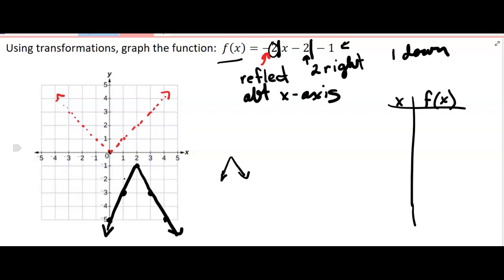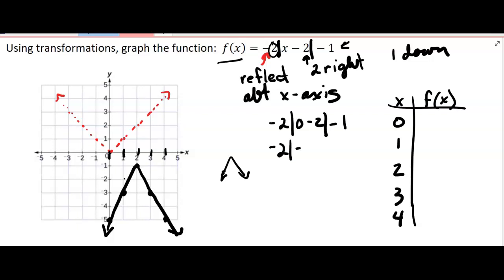A lot of times it depends on the function, but you may say, well, I'm not exactly sure how you got that point at 1, negative 3. You could plug in values. So look at your x values here. You've got 0, 1, 2, 3, and 4. So just plug them in. When you plug in 0, you'd have negative 2 times the absolute value of 0 minus 2, minus 1. So that would be negative 2 times the absolute value of negative 2, minus 1, or negative 2 times 2, since the absolute value of negative 2 is 2, minus 1. So it's going to be negative 4 minus 1, which is negative 5.